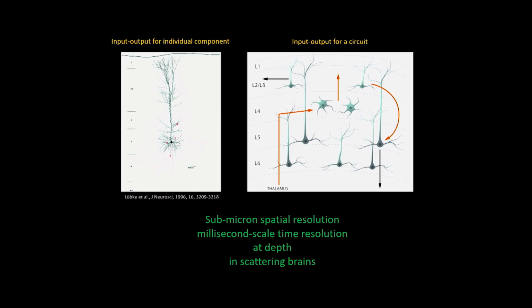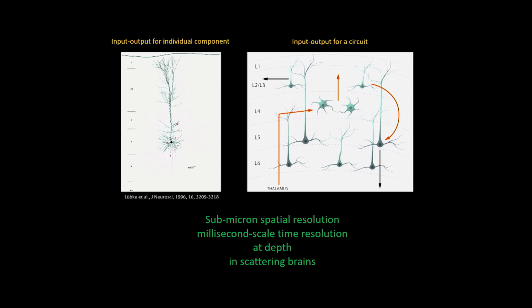So for imaging methods, what we would like to have is submicron spatial resolution, because that is the size of individual synapses. Those are the size of the connections between neurons. But we also want to be able to have millisecond scale time resolution, because this is how quickly the neural signaling happens in the brain. We want to be able to image all those processes at depth, because the brain is a three-dimensional, rather thick structure, which in all the adult brains is also scattering.